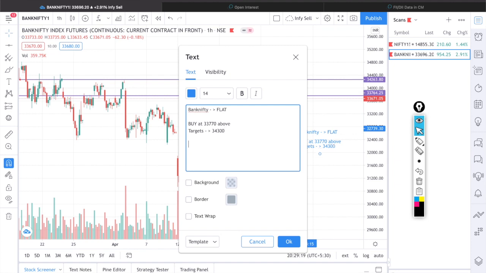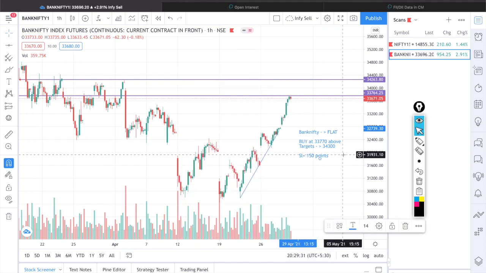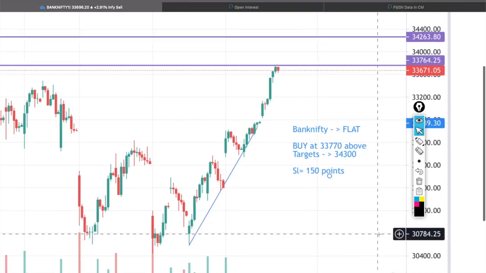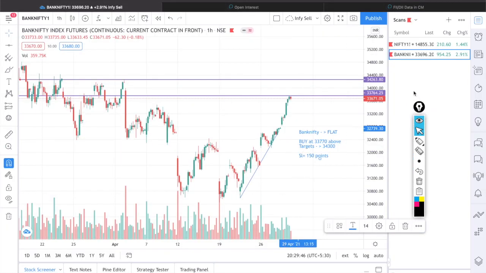So similarly, if you can keep like 150 points stop loss, okay, here SL I'm just giving 150 points, nothing else. Okay, let's make it very clear. So here also in Bank Nifty we have only one condition, that is Bank Nifty has to open flat, and you can buy only above 33,770, and the target should be 34,300, and the stop loss should be 150 points out here. Okay, similarly we have seen for hourly time frame for Bank Nifty.